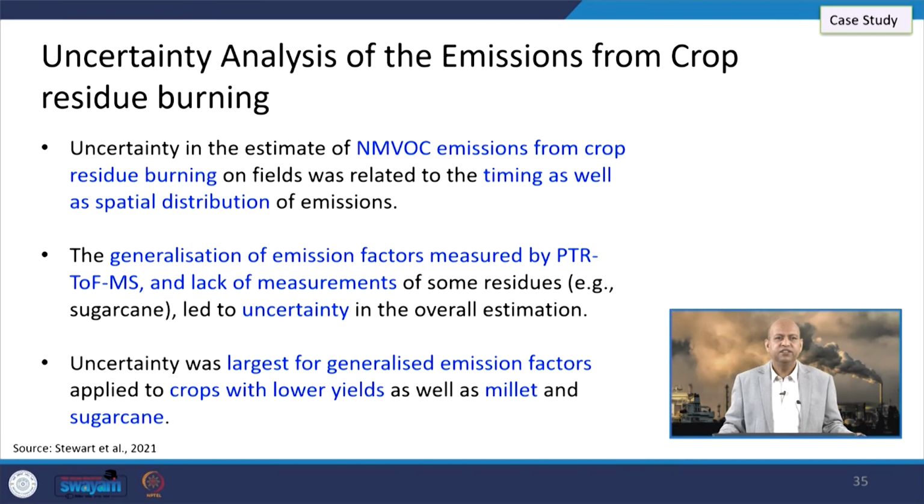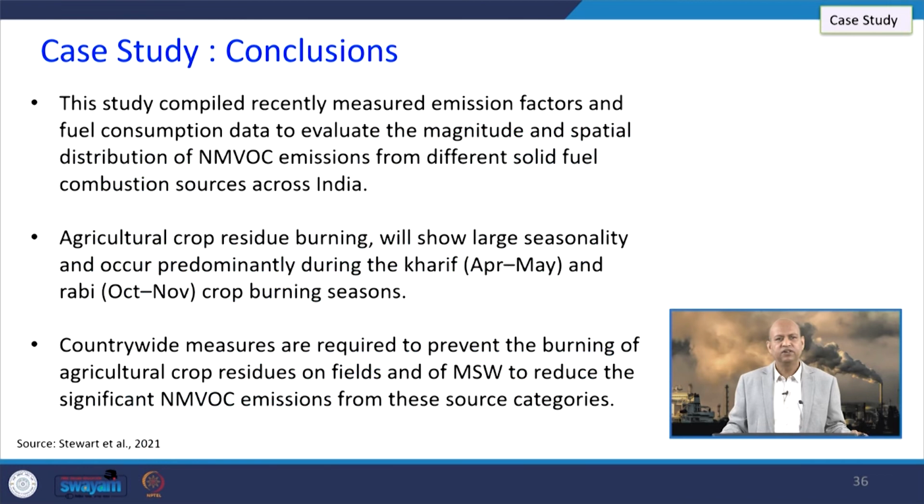Well, there are certain uncertainties, because NMVOCs, which are emissions from different crop residue burning on fields, are related to timing as well as spatial distribution of emissions. So, uncertainties can be there as per particular location, particular timing, and the generalization of emission factors measured by a particular instrument, and the lack of measurements of some residues, for example sugar cane, led to uncertainty in the overall estimation. So, everything is not absolute; this is kind of indicative, you can say. Then the uncertainty is largest for generalized emission factors applied to crops with lower yields as well as millet and sugar cane. Those are the uncertainties in this particular case study.